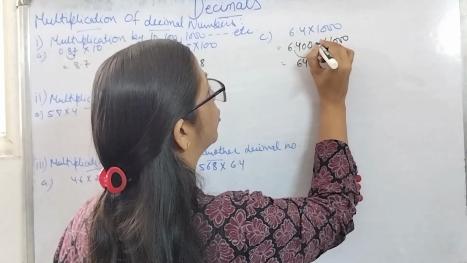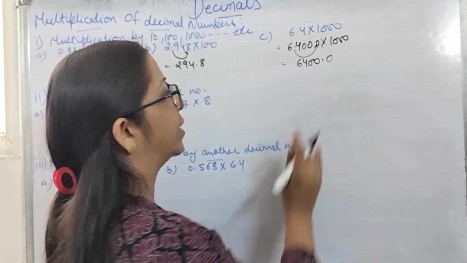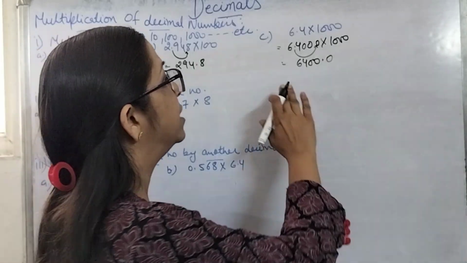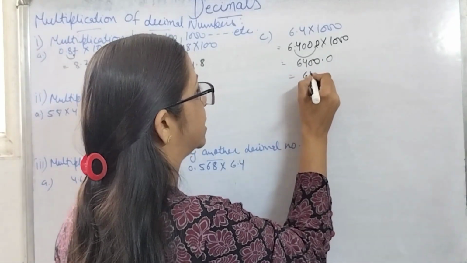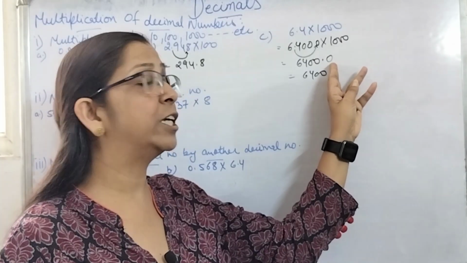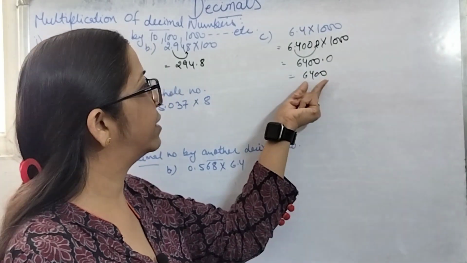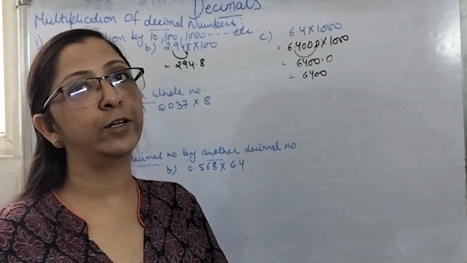Or we can do one more thing. We can take one more 0 over here, so 6400.0. Like this we can even write. Otherwise, this is equivalent to 6400 only, because if the decimal part is 0, there is no value to it, so we can write it as 6400 also.